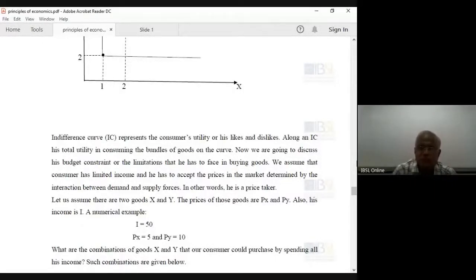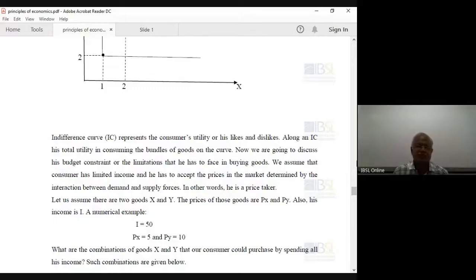We assume that the consumer has limited income and has to accept the prices in the market. You can take down: he's a price taker. Accepting the price means price taker. The consumer is a price taker in the market economy. We all are price takers. We can't change the price, right? So he's a price taker.